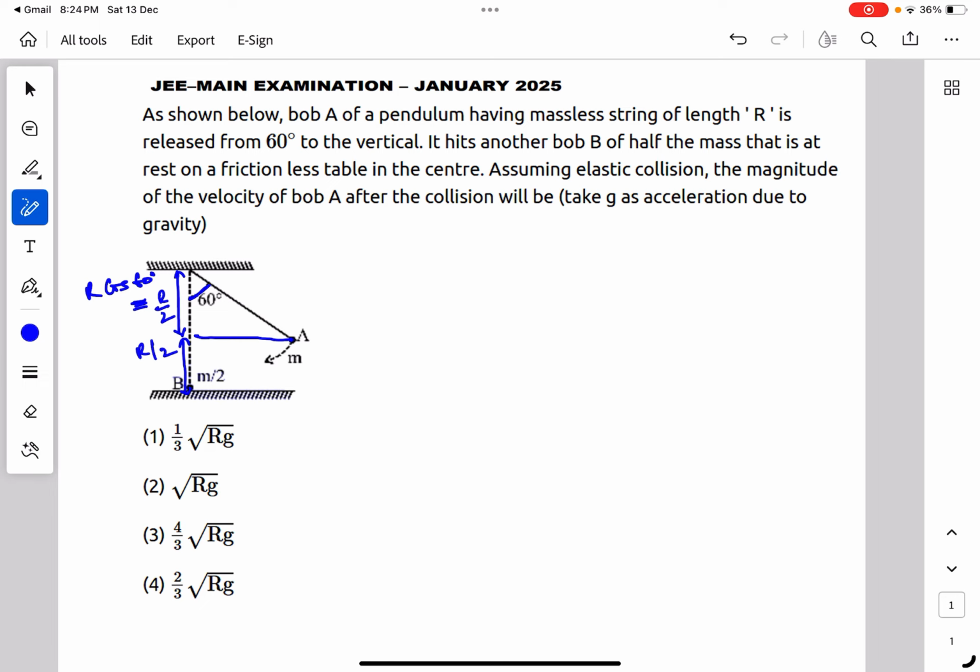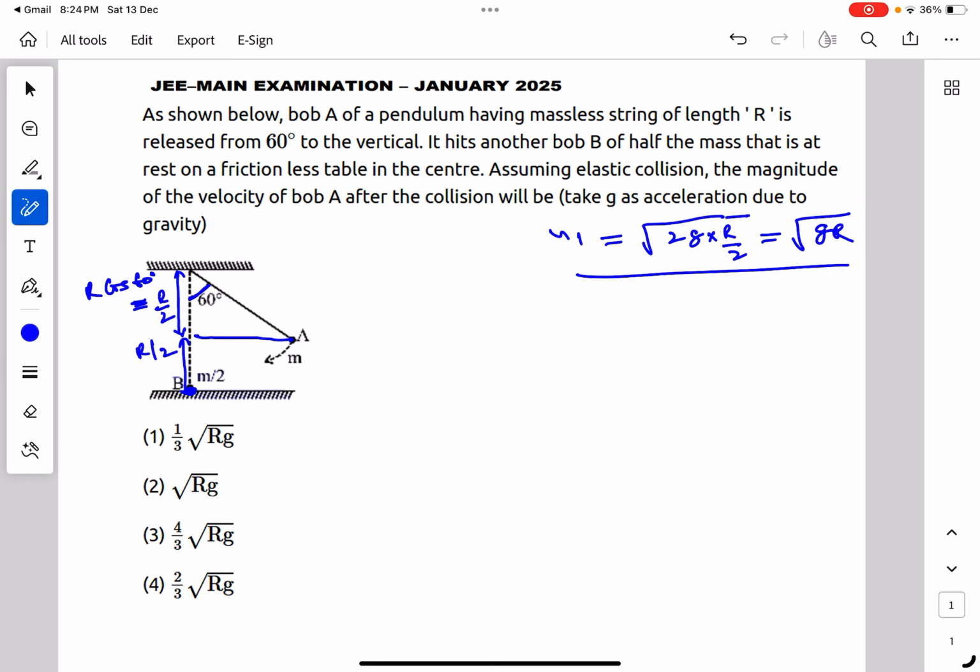So now let's find out velocity of bob A just before it hits bob B. Let's call it u1. This would be equal to root of 2g into h. H is r by 2. So this is equal to root of gr.